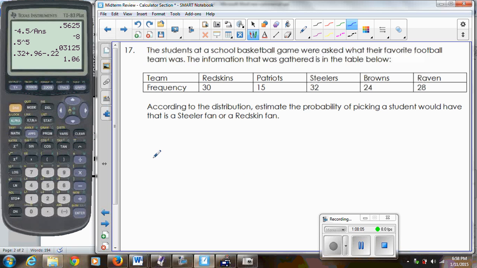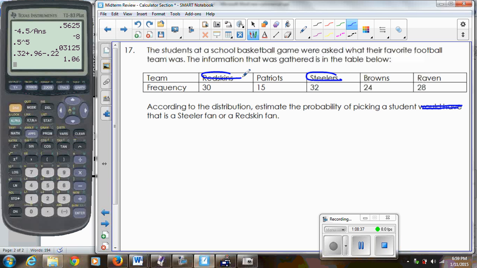Okay. In number 17, it says, the students at the school basketball game were asked what their favorite football team was. The information that was gathered is in the table below. According to the distribution, it says to estimate the probability of picking a student who is a Steelers fan or a Redskins fan. I'm sorry, we must not have really proofread these very well. Okay, so we're looking for them being either a Steelers or a Redskins.